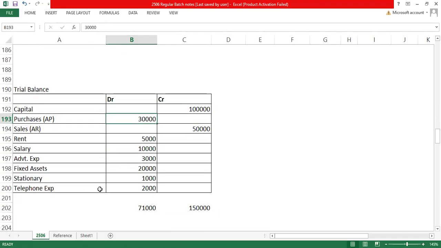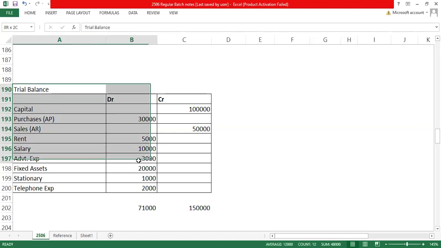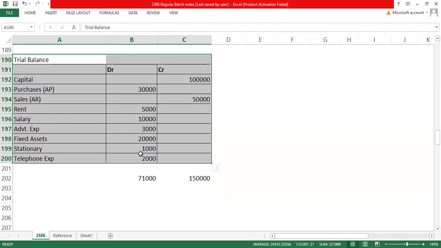Now, whenever you want to prepare your profit and loss account or a balance sheet, this is going to be the base. From here, you are going to pick all the numbers. Now, let us start generating our profit and loss account and calculate some profit or a loss. How did our business do?